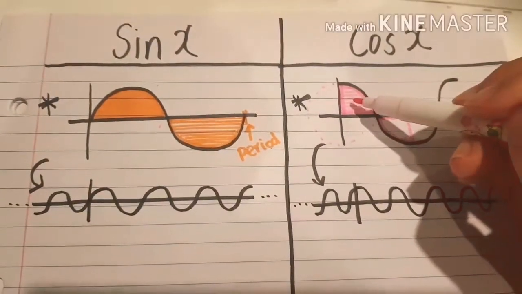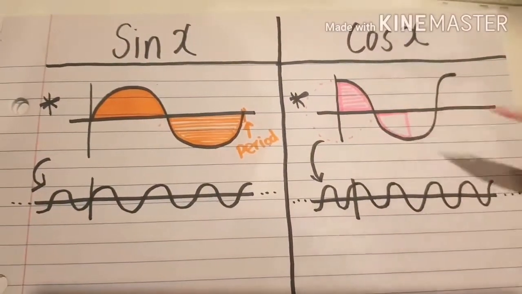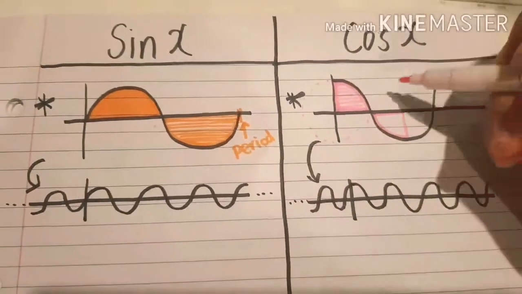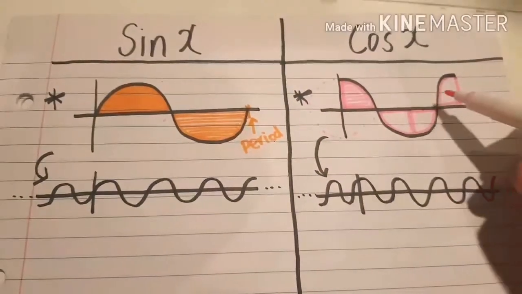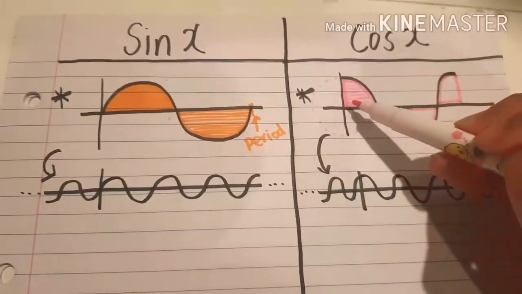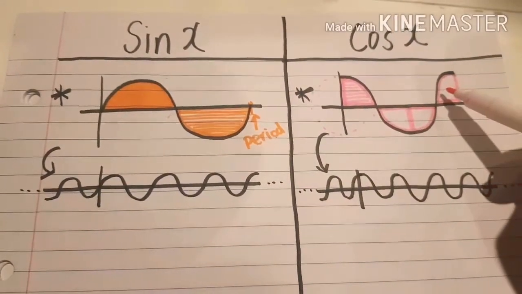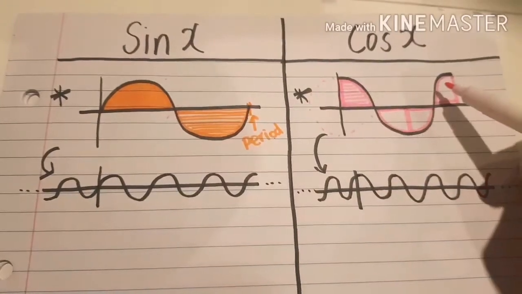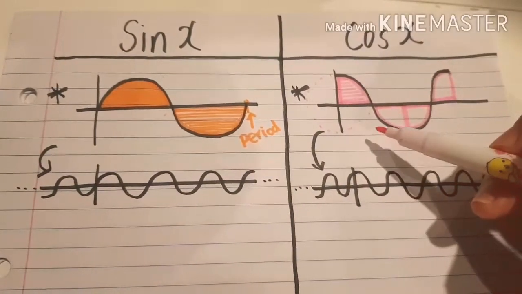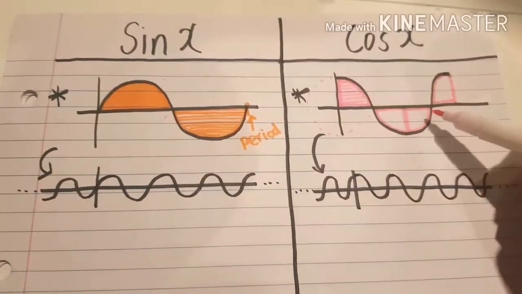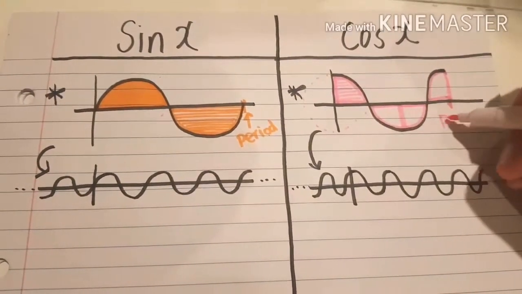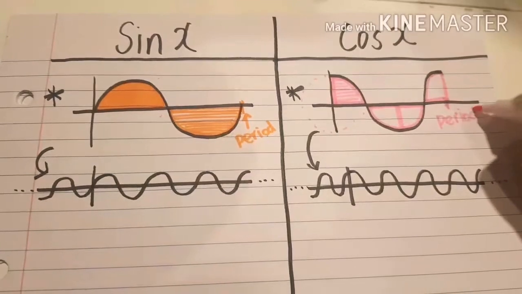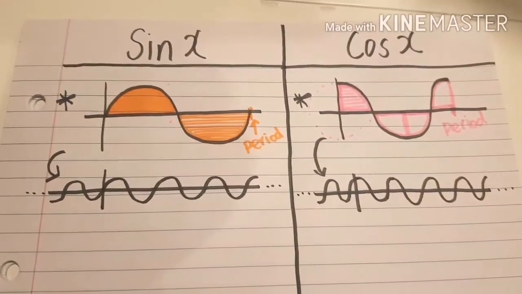Likewise for the cosine. This is 1/4 of a circle, this is another quarter, this part is another quarter, and this one is another quarter. 1/4, 1/4, 1/4, 1/4, 1, 2, 3, 4 makes a full circle. Once it makes a full circle, whatever the value is at the end is the period.